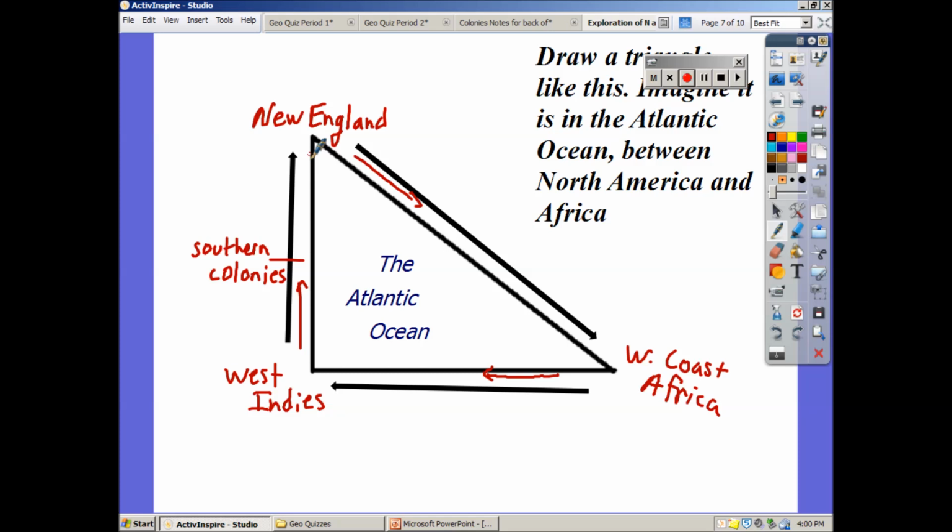They make their way down in the early summer to the west coast of Africa. They make sure that they are back through the middle of the Atlantic Ocean to the West Indies really before August, because they want to avoid hurricane season. And then they go back up through the southern colonies to New England to complete the route. This is basically what it would have looked like on a map.